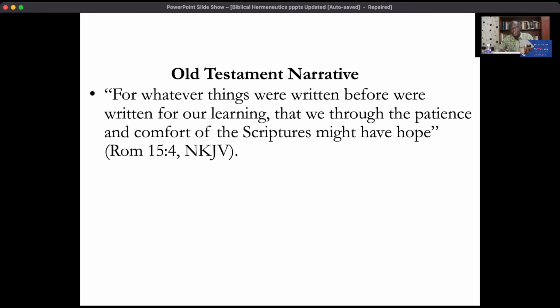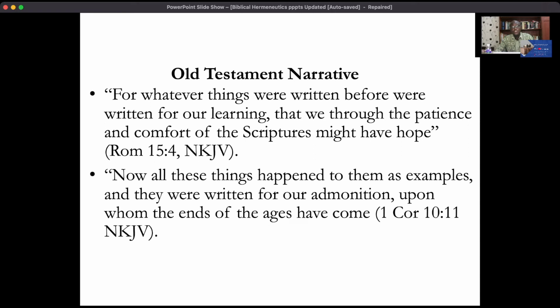So, looking at Old Testament narrative, one lesson that one can learn basically is that whatever things were written before were written for our learning, that we, through the patience and comfort of the scriptures, would have hope. Now, all these things happened to them as examples, and they were written for our admonition, upon whom the ends of the ages have come. And so Paul, writing to the Romans and the Corinthians, mentioned that these stories happened for us to learn from.